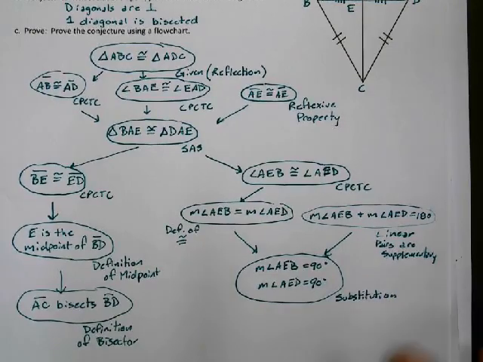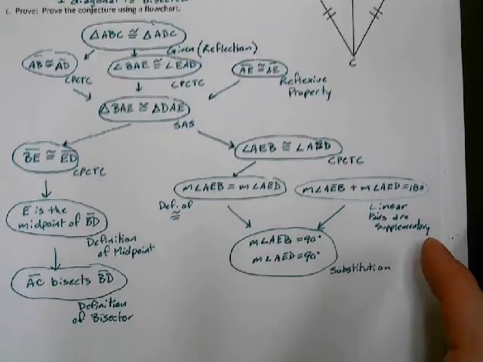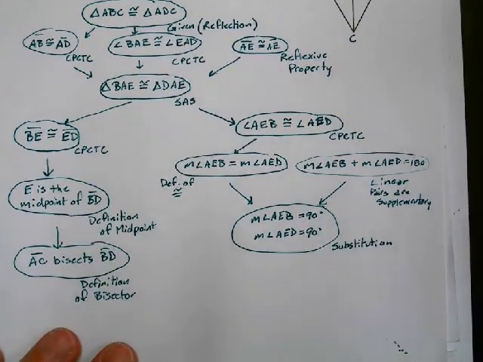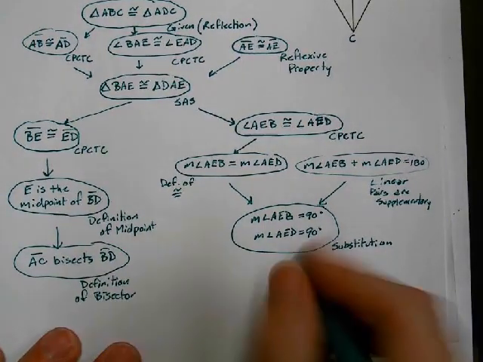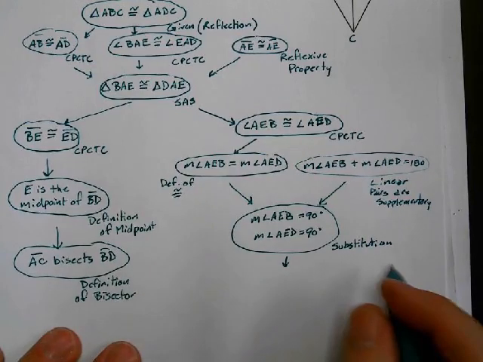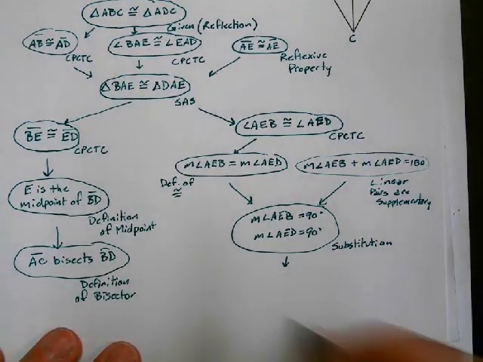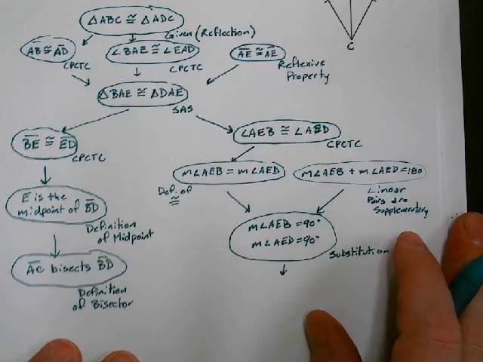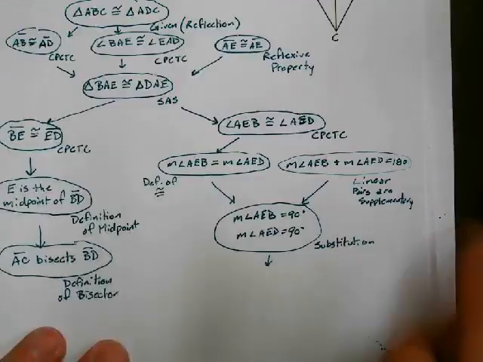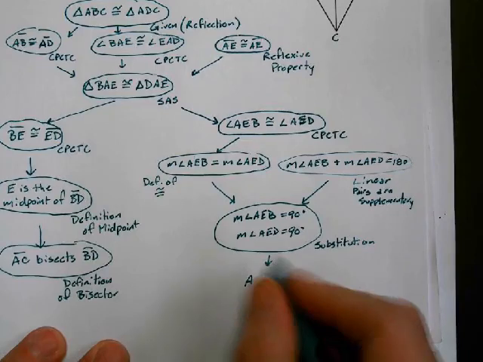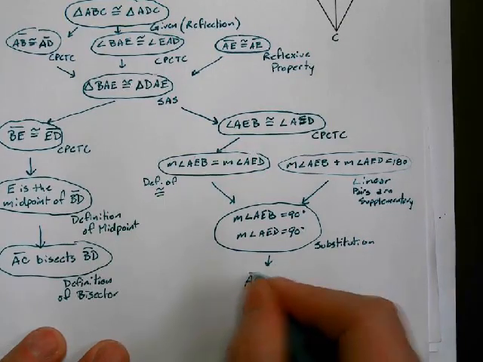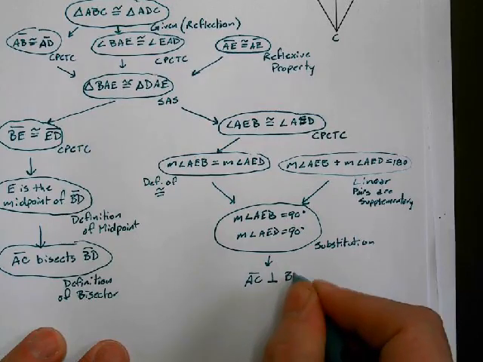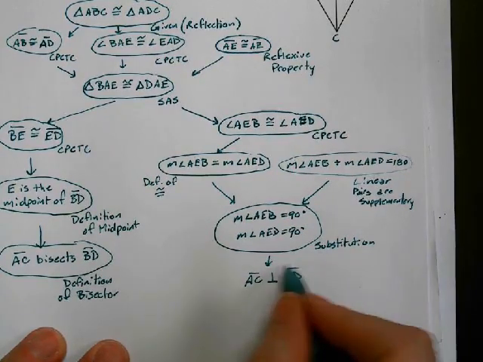All right. And then finally, since those are both 90, then those have to be right angles, because that's what the definition of perpendicular means. So now the diagonals, AC has to be perpendicular to BD, because those two lines make right angles, 90-degree angles. Therefore, by the definition of perpendicular, they have to be perpendicular lines.